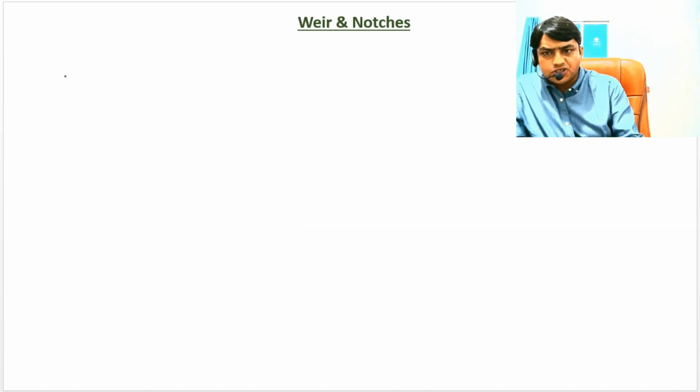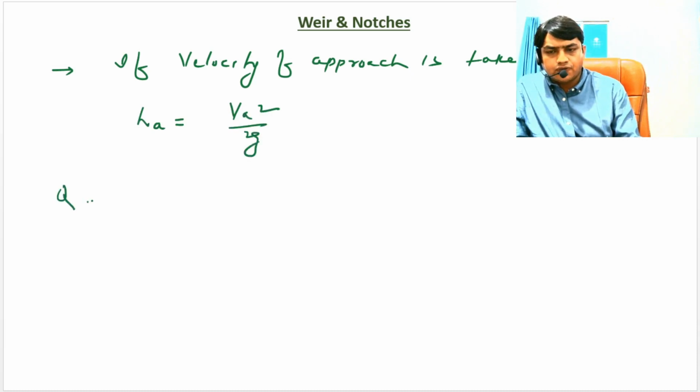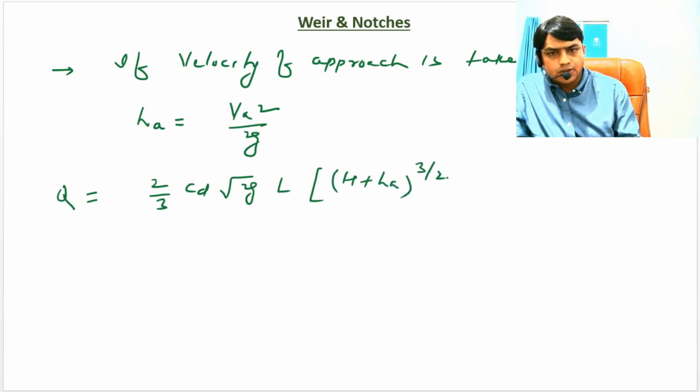If velocity of approach is also taken into account, the approach head can be written as VA square divided by 2G, and the expression of flow can be written as 2/3 of CD root under 2G L into H plus HA to the power 3 by 2 minus HA to the power 3 by 2.